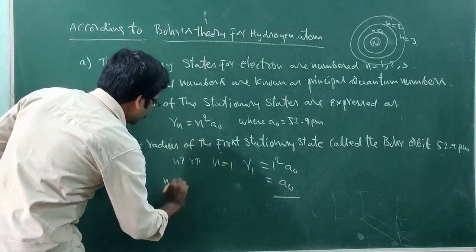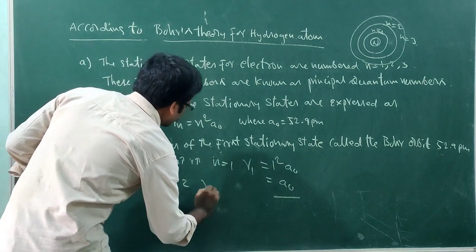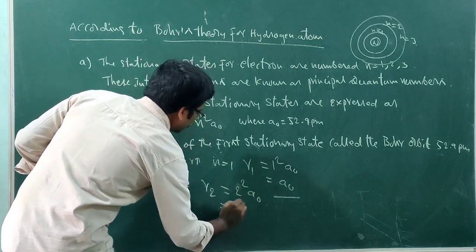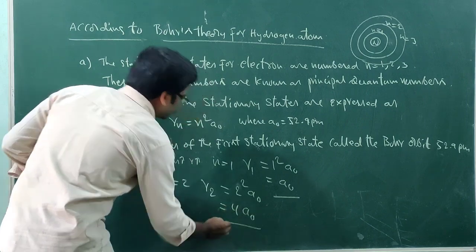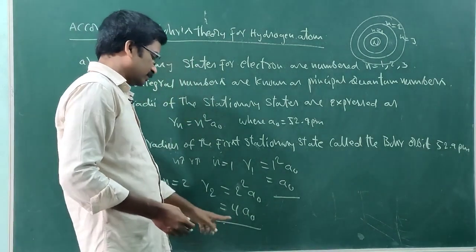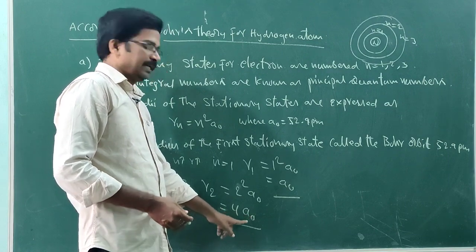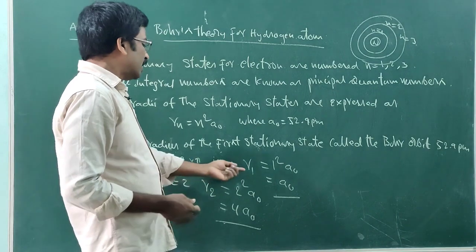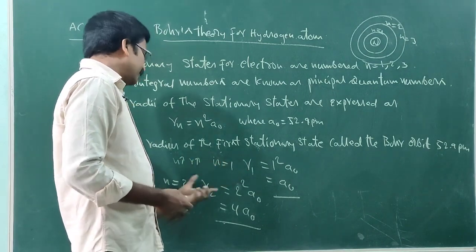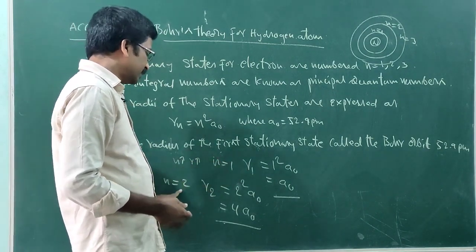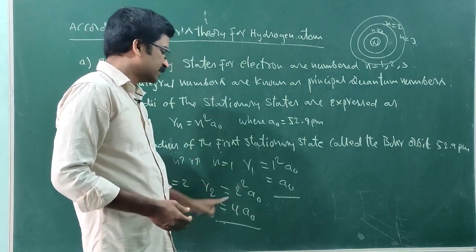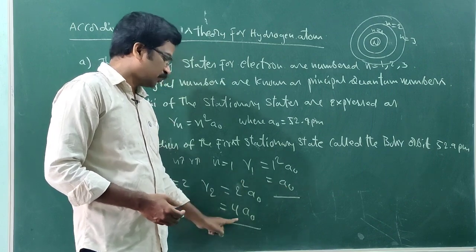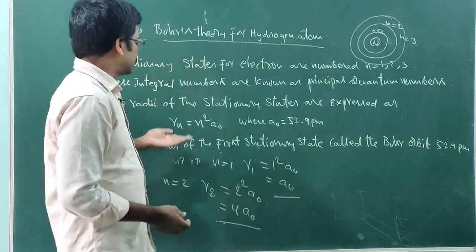Next, for n is equal to 1, the value is like this. What about n is equal to 2? R2 is equal to 2 square a naught, which means 4 a naught. So, what did we observe from these points? As the n value increases, the radius also increases. Here a naught becomes 4 a naught. This is also mentioned here.